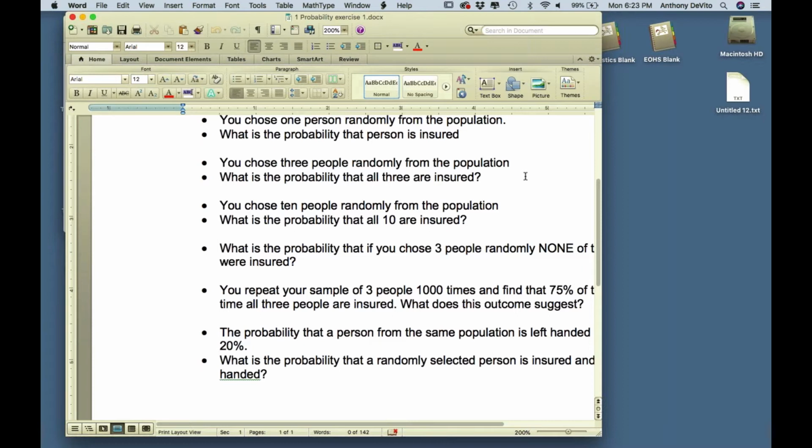What's the probability that if I pick 3 random individuals from this population, all 3 of them would be insured? It'd be 0.8 times 0.8 times 0.8. What does that come out to? Anybody want to quickly calculate that for me? What's that? 51%, right? 0.51. Okay. What's the probability that all 3 of them would be uninsured?